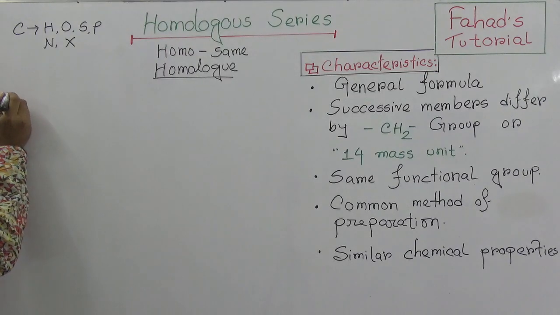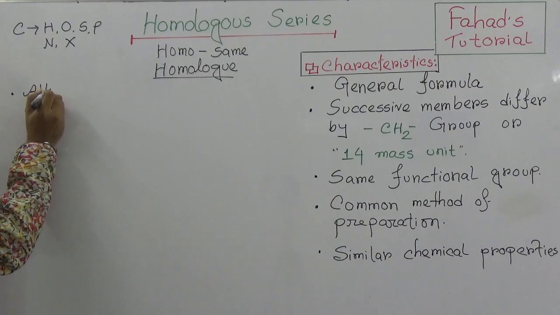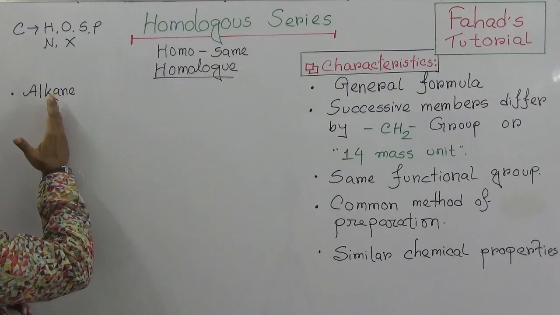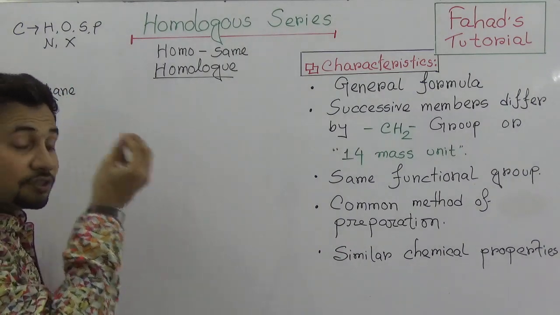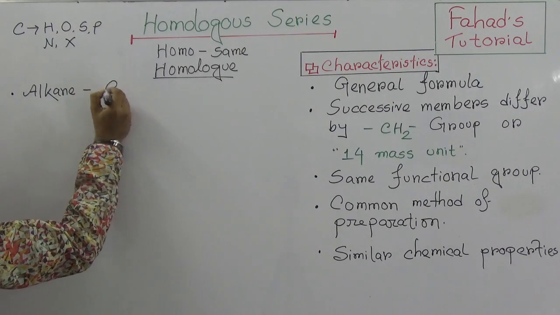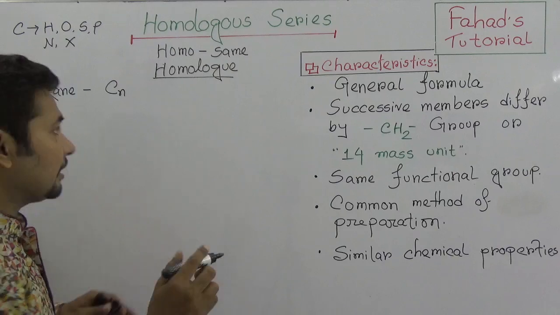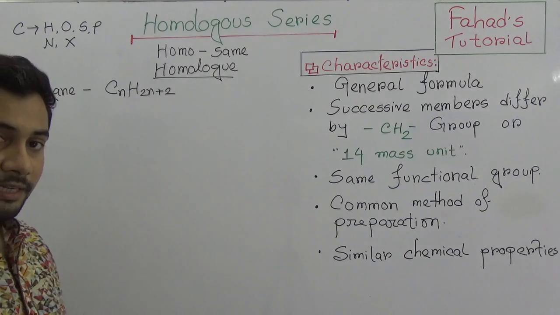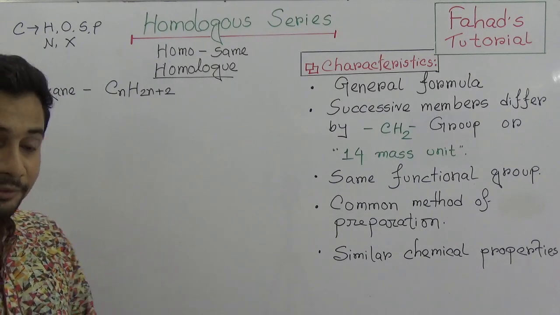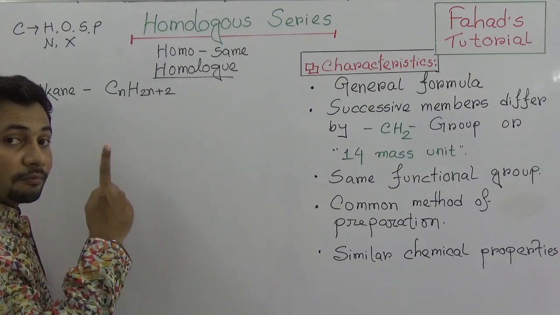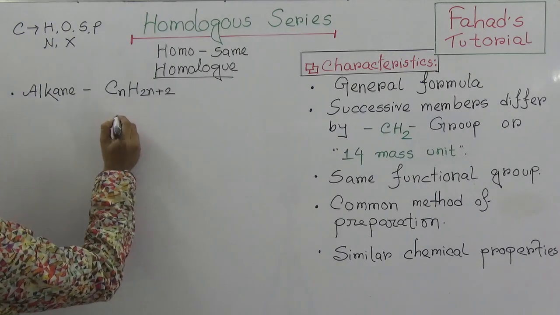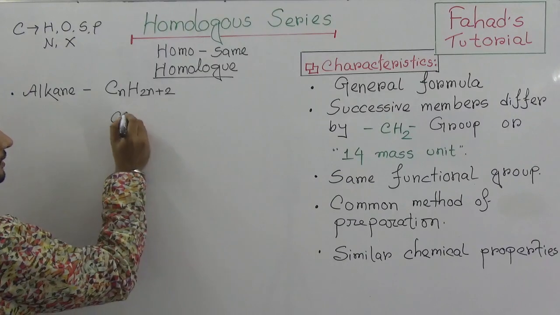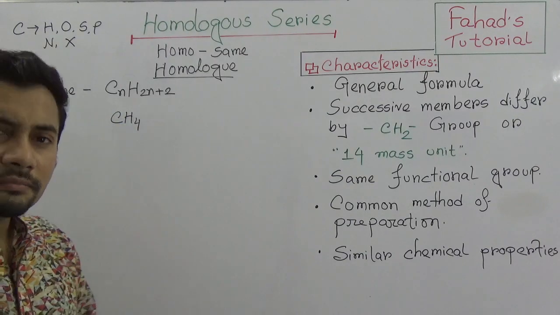Now see, homologous series number 1, say this is alkane. Alkanes are one homologous series, and their general formula is CnH2n+2, where n is the number of carbons. Suppose the number of carbon is 1, then hydrogen would be 2 times 1 plus 2, which is 4, so that is CH4, and this is methane.